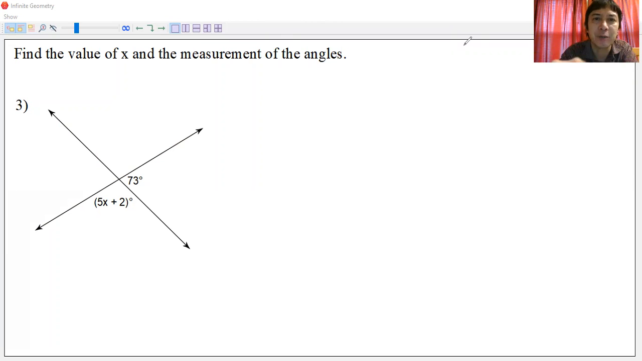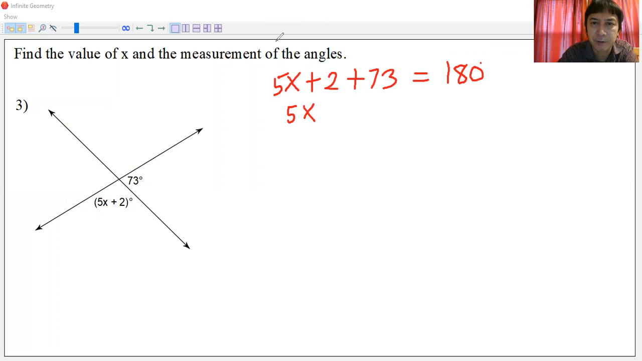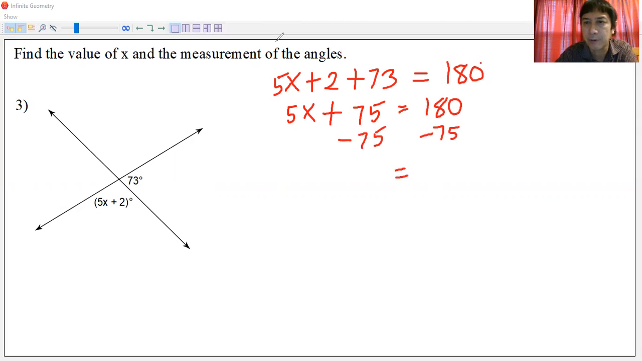Let us set up the equation. We have 5x plus 2 plus the 73. They form a straight angle, therefore the total is 180 degrees. Let's combine the numbers. We have 5x plus 75 is equal to 180. We just added the 2 and the 73. To solve for x, we isolate the term by subtracting the 75. And this results to 105.